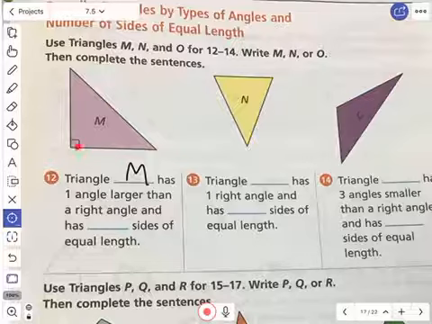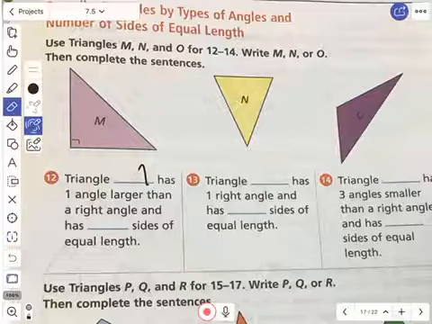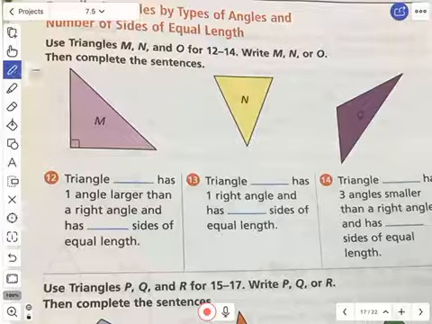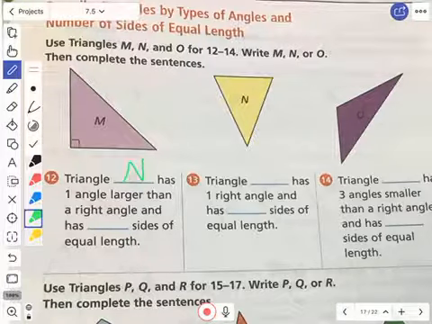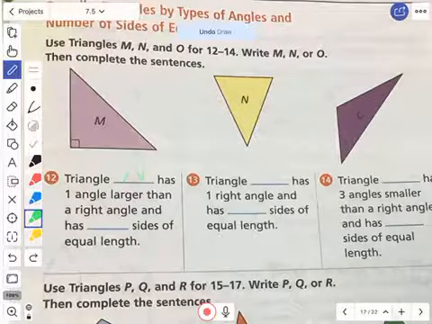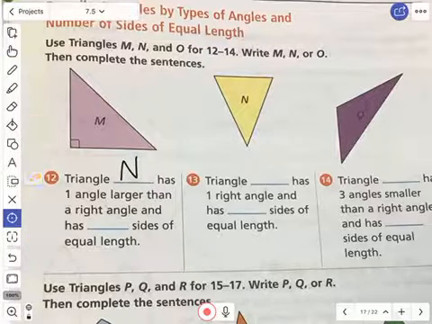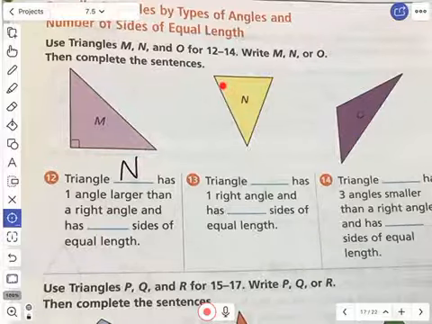Actually, you know what? No, that's smaller than a right. That's smaller than a right. And that is a right. So actually, this one doesn't work. I can't put M there. So I'm going to go and look. Let's see. I'm going to try N then. I'll change my color back. N. Let's see. So triangle N has one angle larger than a right angle. That's smaller. That's smaller. Oh, actually, it doesn't work.